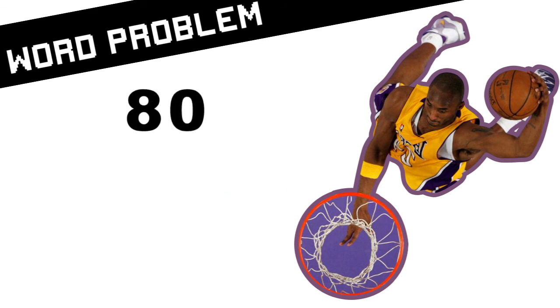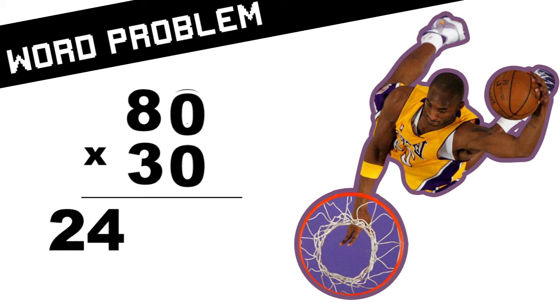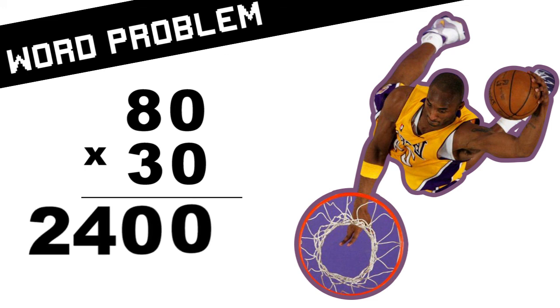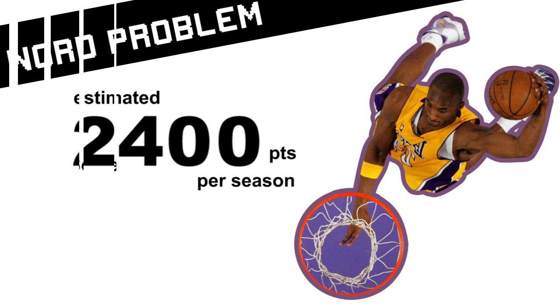81 becomes 80, and 27 becomes 30. It will be 80 times 30. So 8 times 3 equals 24. Then drop down the 2 zeros. Then we'll get the final answer, which is 2,400. That is the total points now.